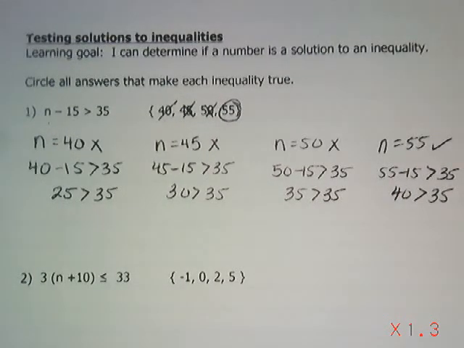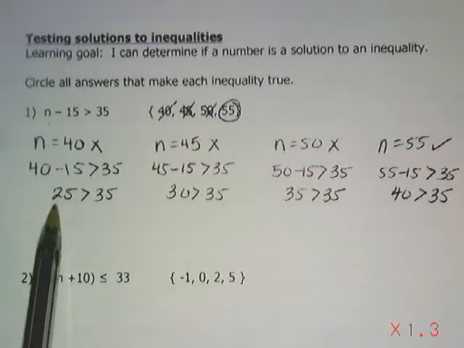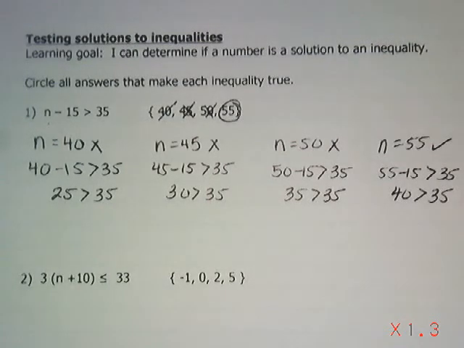Sometimes when you're given a list, all of them are true. Sometimes none of them are true. But you should be showing your work to substitute it in and show in the end that one side does not equal the other, or one side is greater than or less than the other, and decide whether that's true or not.